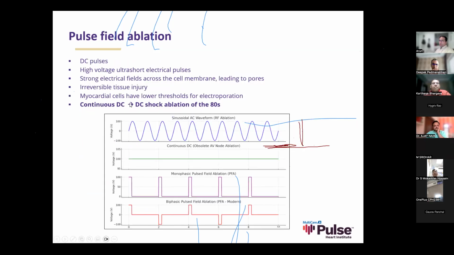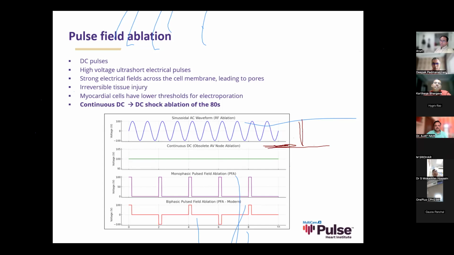And one slide about pulsed field ablation compared to the DC that we talked about. So pulsed field is a return of the DC current. RF ablation uses AC current, alternating current, to create RF, radio frequency waves, which actually heat up the ions.